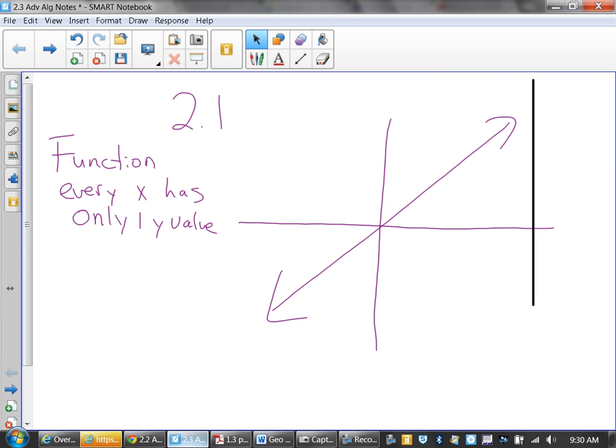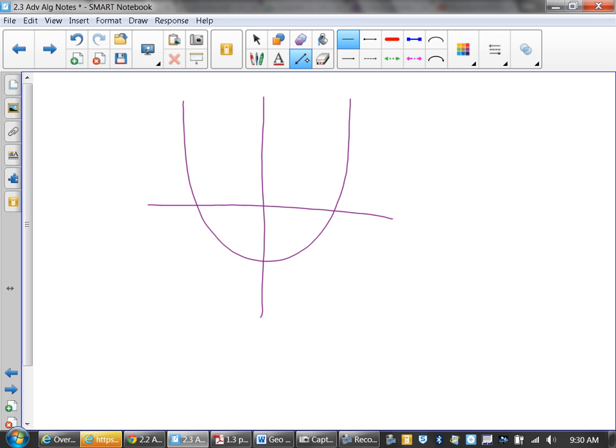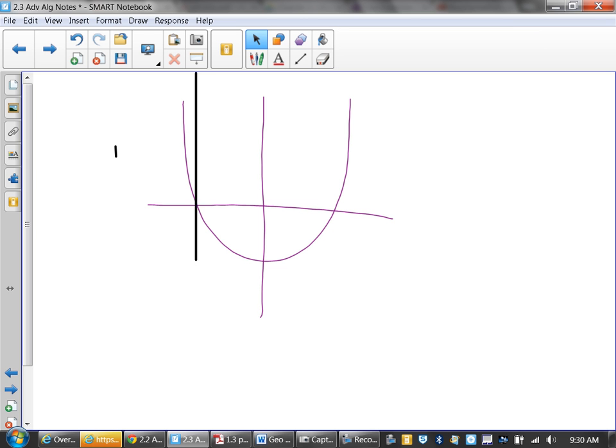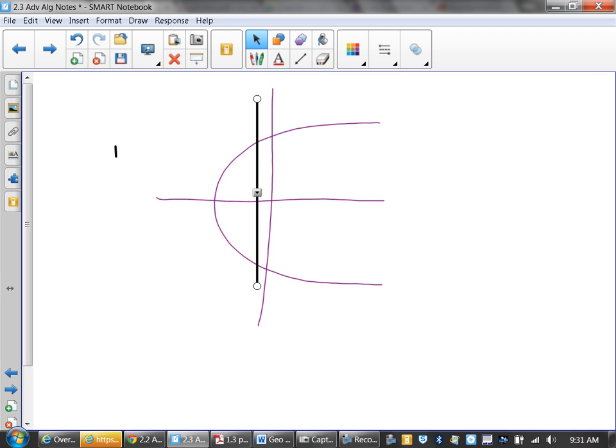Another way you would see it is sometimes on graphs, you might have a parabola. Okay? Does that parabola pass the vertical line test? Yes. So for every point, it only touches one spot. Now, does this one pass? That's not a function. Okay? That won't be a function because that vertical line touches it in two spots.